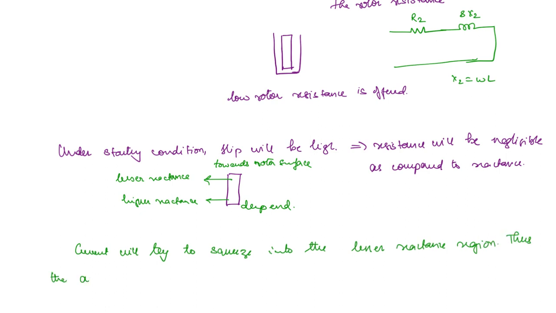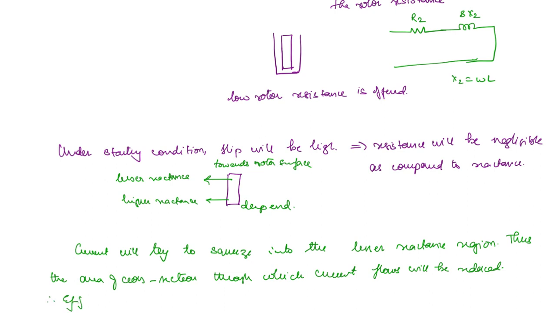Thus, the area of cross section through which current flows will be reduced. That is how the effective rotor resistance will be increased. So, if effective rotor resistance is increased under starting condition only, and under normal operation that is not the case, essentially we are getting a higher resistance at starting and a lower resistance at normal operation. This is what we want. We want higher resistance at starting condition so that starting torque is more, and we want lower resistance at normal operating conditions so that the efficiency is more.